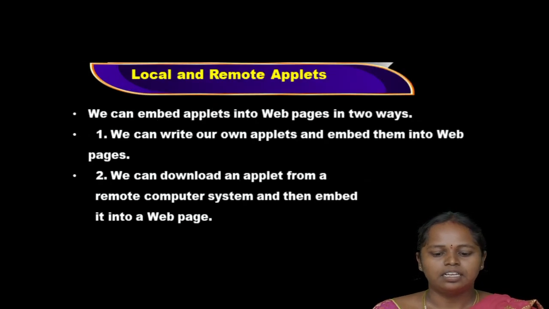An applet, like any application program, can do many things for us. It can perform arithmetic operations, display graphics, play sounds, accept user inputs, create animation and play interactive games. And then, local and remote applets. We can embed applets into web pages in two ways. We can write our own applets and embed them into web pages, or we can download an applet from a remote computer system and then embed it into the web page.